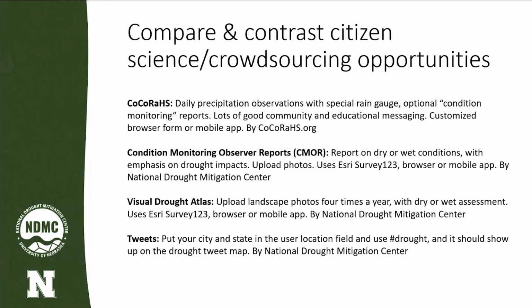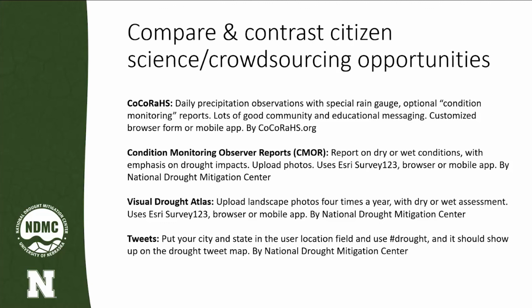To quickly compare and contrast some of the different citizen science and crowdsourcing opportunities that we've talked about today, CoCoRaHS is about daily precipitation observations with the standardized 4-inch rain gauge. And then there's the optional condition monitoring reports related to drought. And as I said, you get lots of good community building and educational messaging from the CoCoRaHS organization. And they have a customized browser form or a mobile app that you use for that.